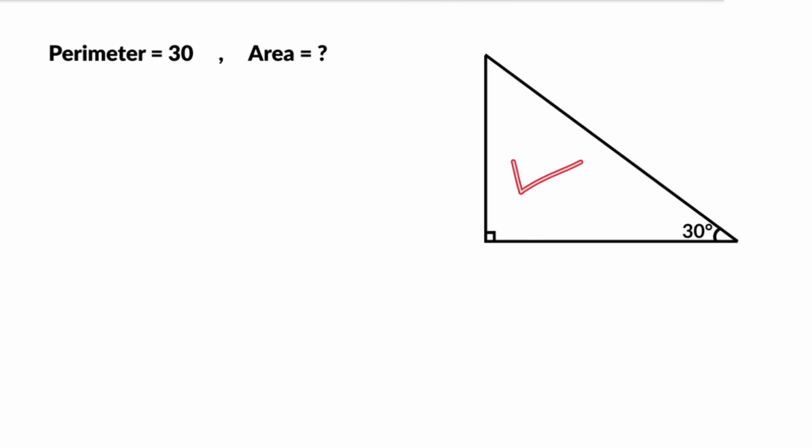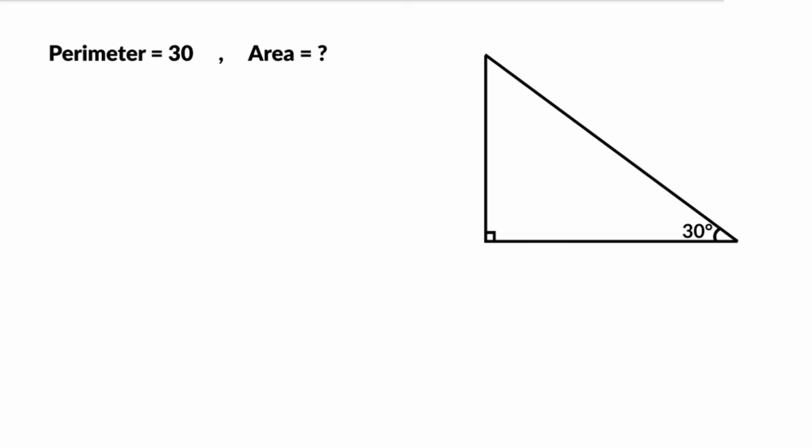We have a right-angled triangle. One of the acute angles measures exactly 30 degrees. And finally, the total perimeter of the triangle is 30 units. That's it. Just 3 clues, and we need the area.